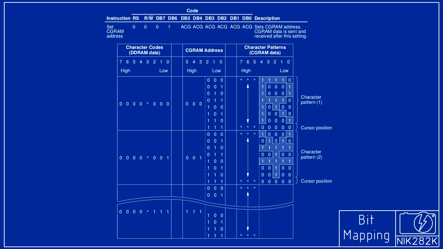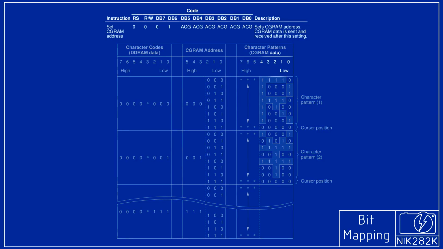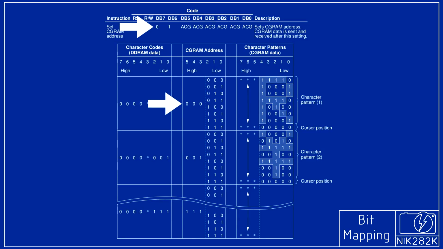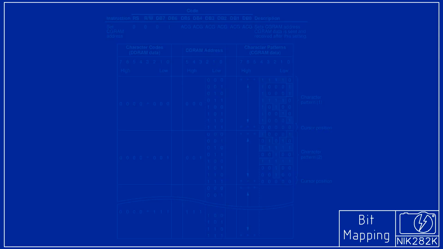Each character in the CG-RAM is 5 pixels wide and 8 pixels tall. Each row is made up of the 5 least significant bits of a byte. The address of the byte determines the particular row in which you are writing. For the first custom character, the rows are addressed hexadecimal 40 to hexadecimal 47. The second character is hexadecimal 48 to hexadecimal 4F. This continues up to the last byte of the 8th custom character, which is addressed hexadecimal 7F.